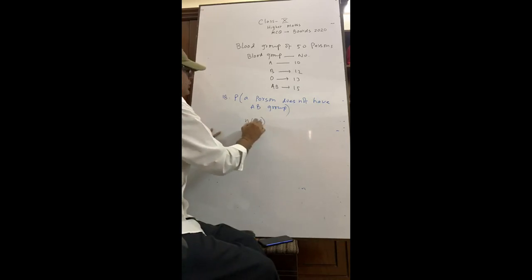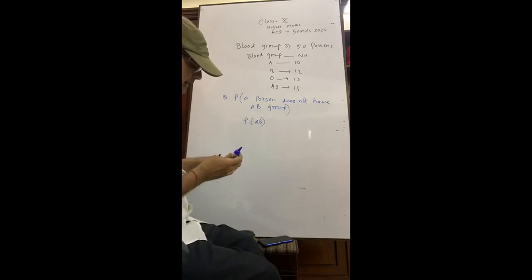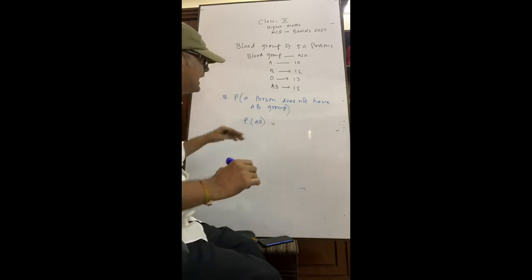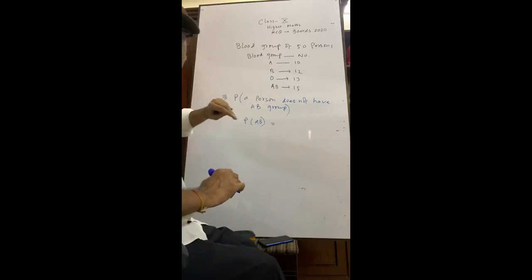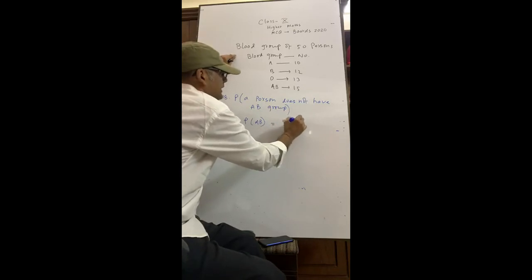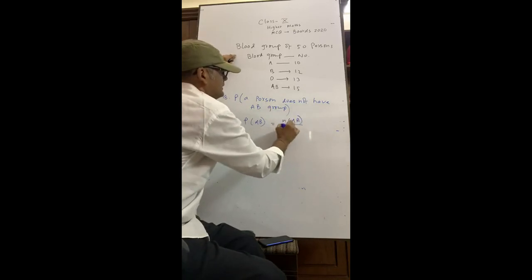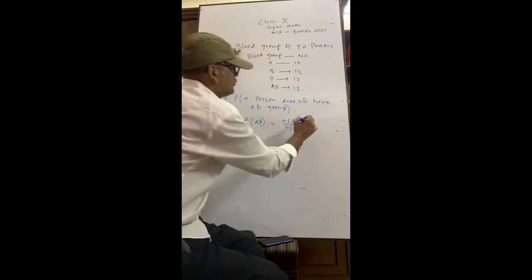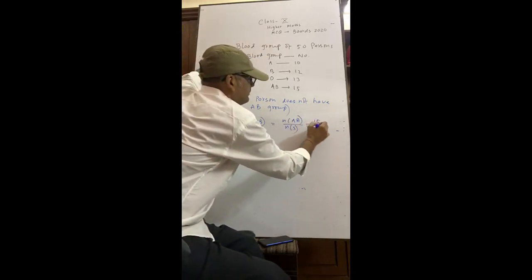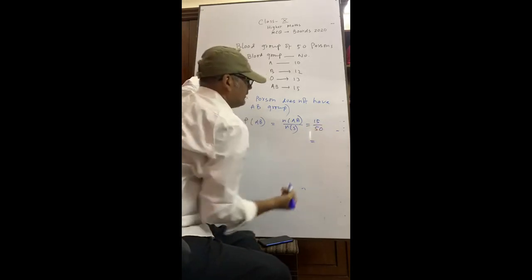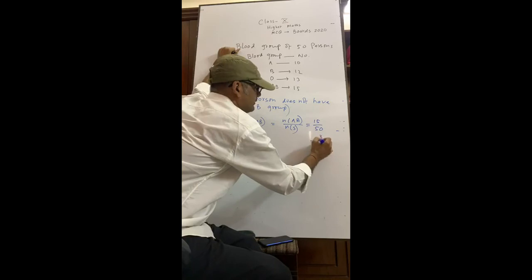Suppose probability of AB. Probability of AB equals to what? That a person has AB blood group. That means it is number of AB by number of S. S means 50. So we can write here 15 by 50 is equal to what? By 5, 3 by 10.